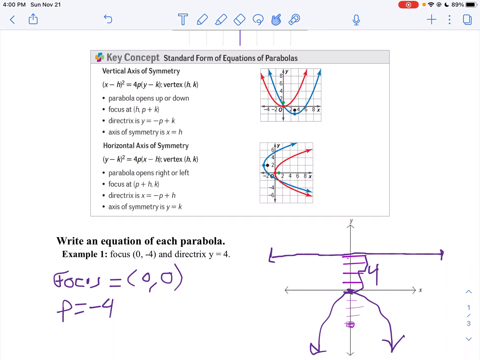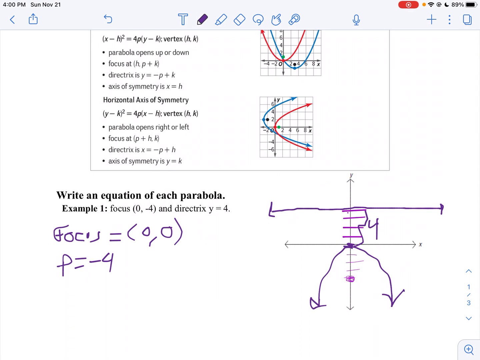So now I can write my equation. I'm going to say x minus 0, or say x squared, equals, if p is negative 4, then what's 4p? I should write that down. So 4p is going to be negative 16. So I would say negative 16 times y minus k. Well, y minus k is going to be y. So there's our equation. X squared equals negative 16y.